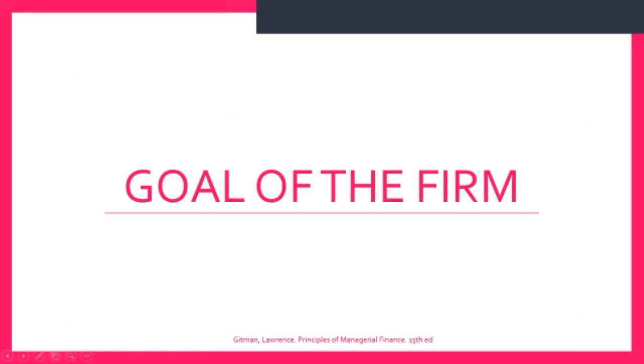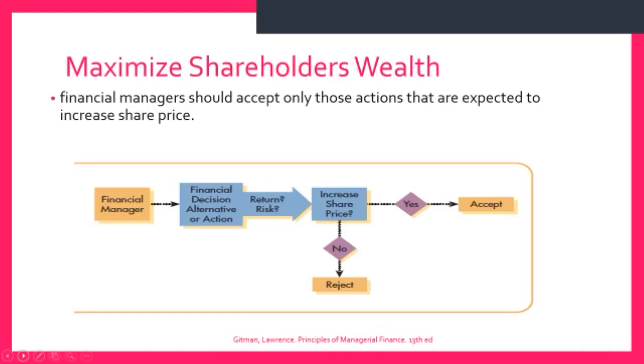Now, the goal, we ask, what is the goal of the firm? What's the main goal of any firm? We're still dealing with managerial finance, right? So we have that identified. We have identified what is finance. We have identified the legal forms of business. We have identified the role of the finance managers. And now we're looking at the goal. What's the goal of any firm or corporation? It's to maximize the shareholders' wealth.